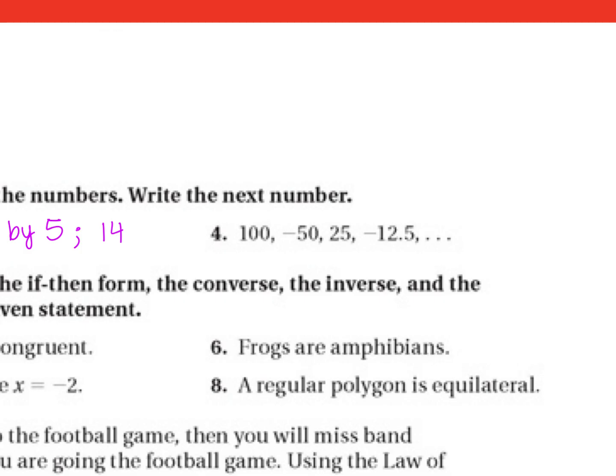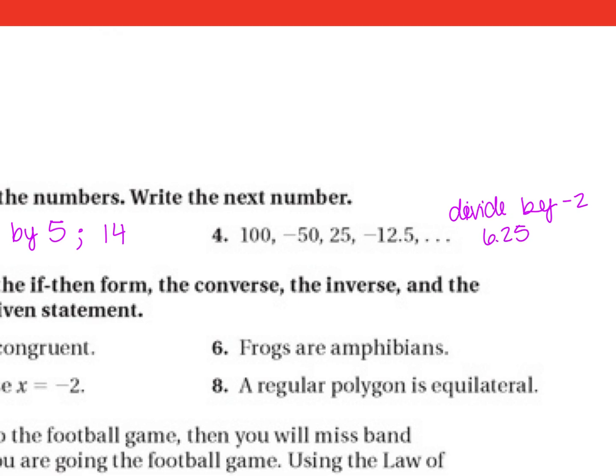Looking at number 4, what is my pattern here? Yes. Good, I'm dividing by -2. Or you could have put a multiply by a half, that's fine. Or -1/2. And what would my next number be? Good, 6.25.